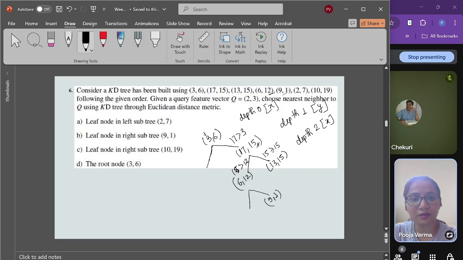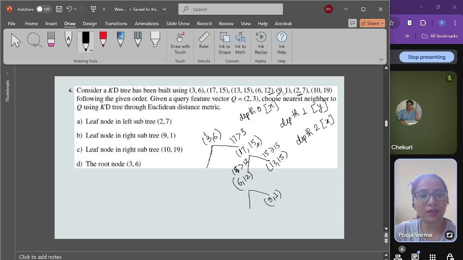Sorry, here we need to compare to the x depth, that means 9, this one 9. So 9 is greater than 6, so that's why it will go to the right side. Okay. Now we need to take the next value, that is 2 and 7.